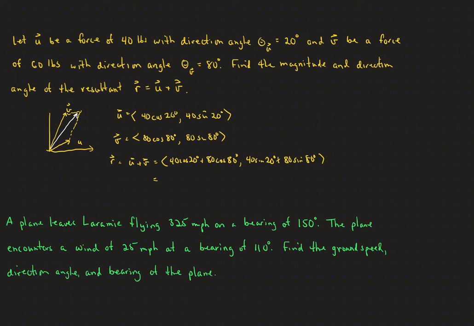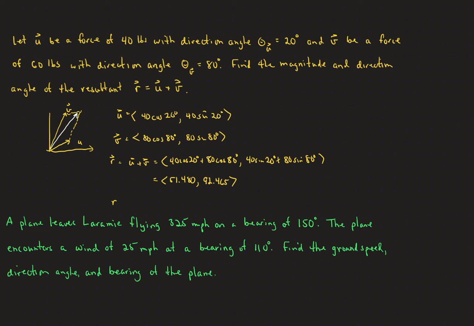So I'm going to plug that in my calculator, and so we're going to get 40 cosine of 20 plus 80 cosine of 80, and that is going to be 51.480. Then we'll go 40 sine of 20 plus 80 sine of 80, and that's going to give us a y component of 92.465. So there's our vector.